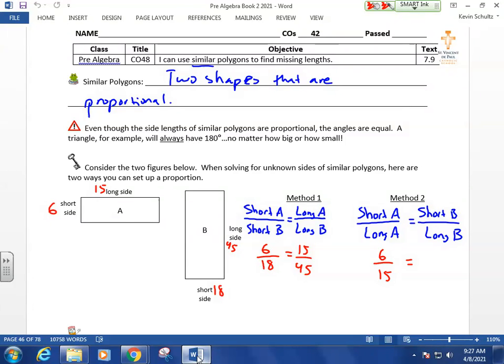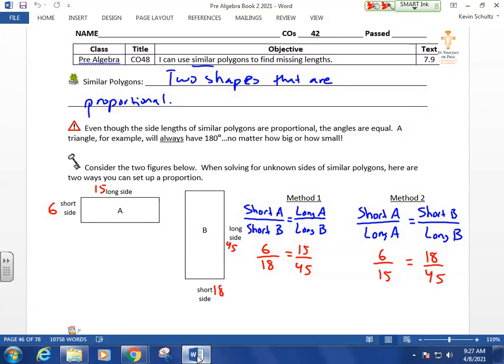The short side of B is 18. And the long side of B is 45. We could use any of the methods that we just talked about for the first one to prove that these two are equivalent as well. Scale factor going across from 6 to 18 and 15 to 45, we're multiplying each of those by 3. If we simplify these, we'll get 2/5 or 0.4 as a decimal. If we use cross products, any of those things are still going to work.